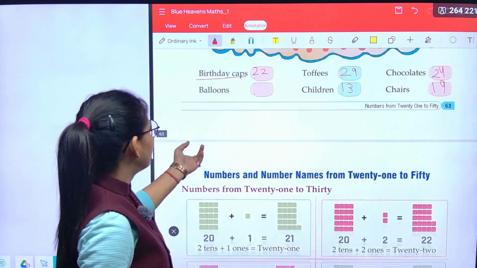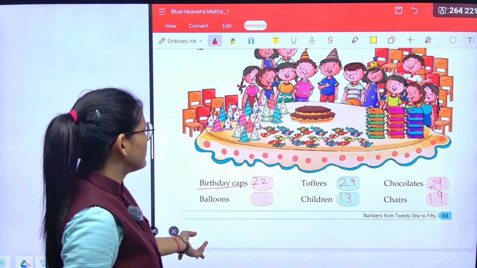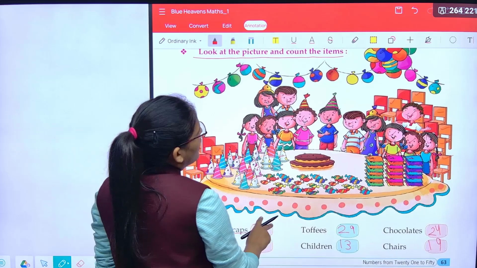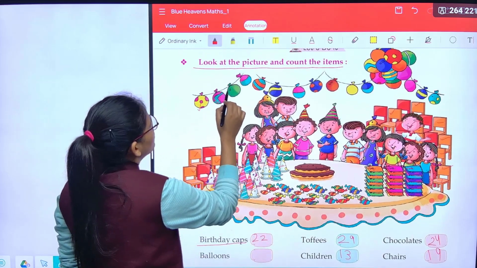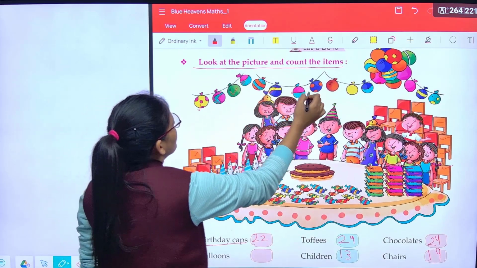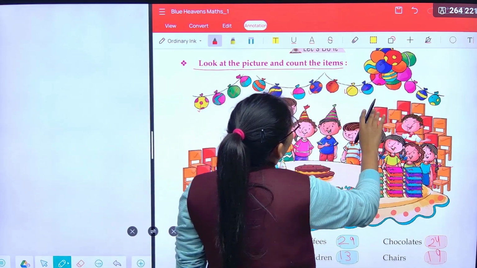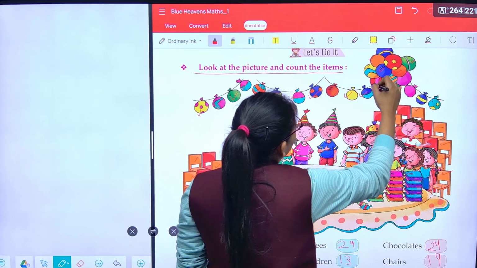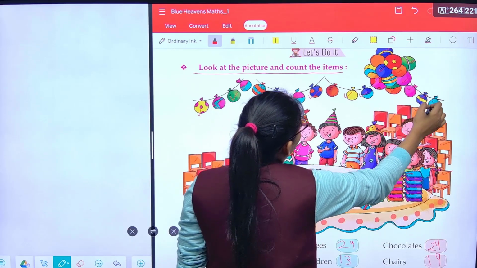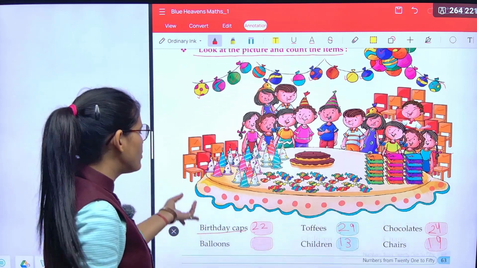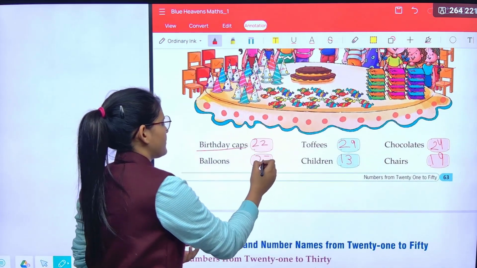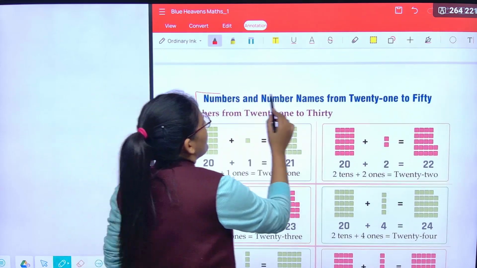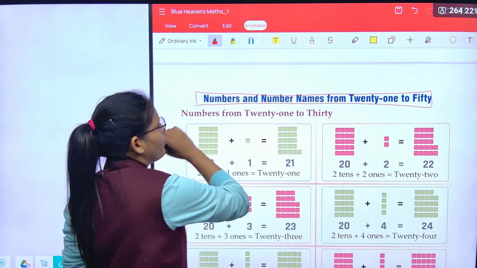Now class, balloons. How many balloons are there? Count the balloons, class. 1, 2, 3, 4, 5, 6, 7, 8, 9, 10, 11, 12, 13, 14, 15, 16, 17, 18, 19, 20, 21, 22, 23, 24, 25. How many balloons are there, class? 25 balloons. Understand? Now class, numbers and number names from 21 to 50.